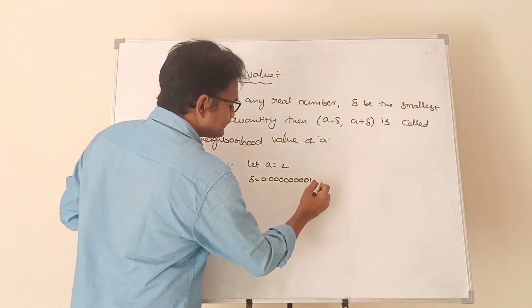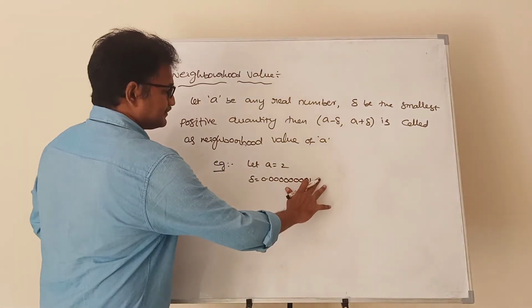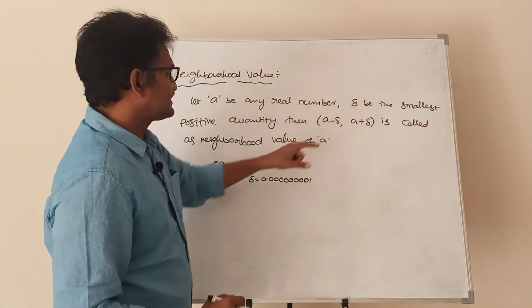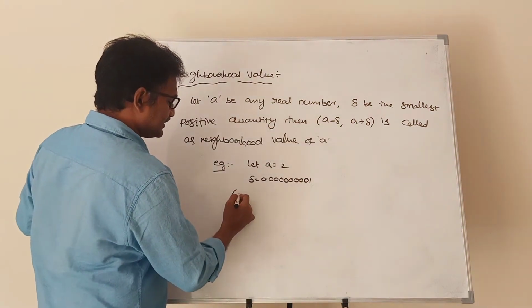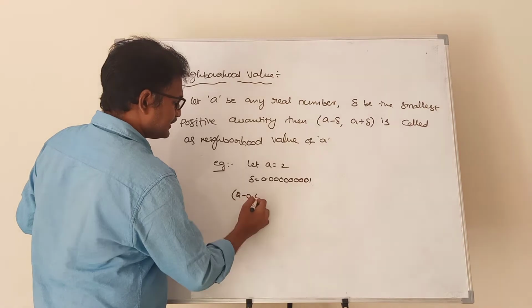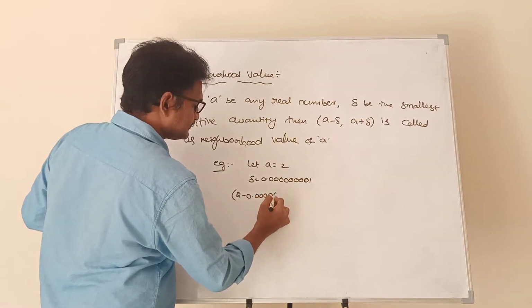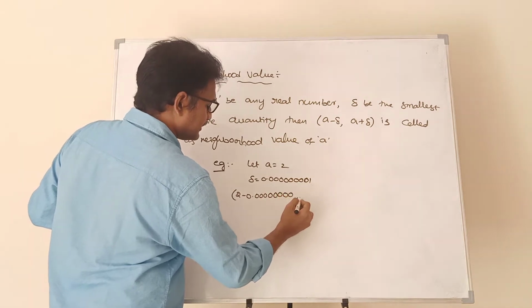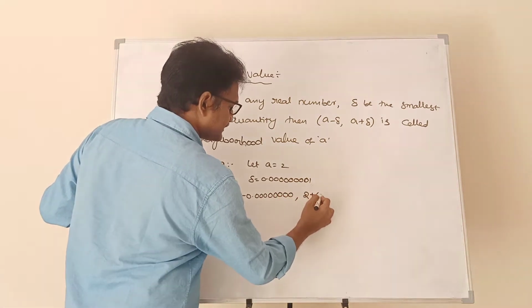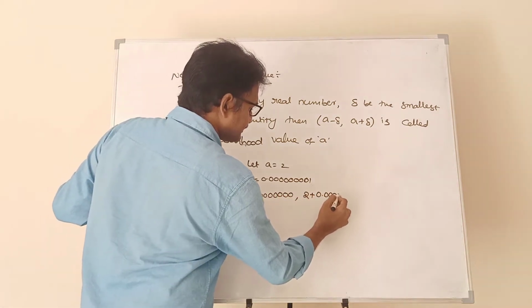Delta I am taking as 0.00000001. Then a minus delta means 2 minus 0.0001, comma, 2 plus 0.000.